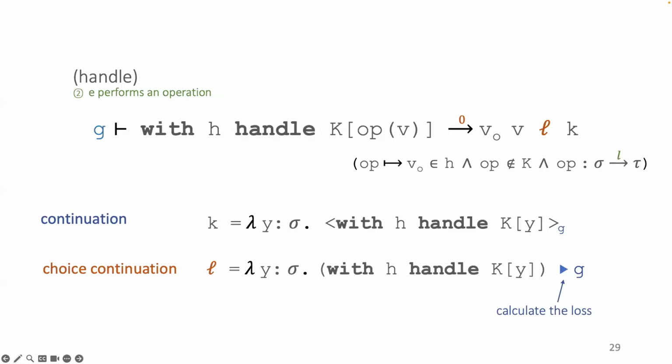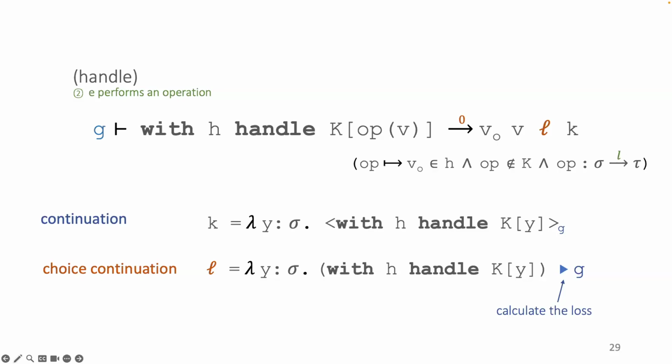And the choice continuation, right, is one of the most important bits in the operational semantics. It looks very similar to the continuation. But instead of local, it uses this triangle operator to actually calculate the loss of the continuation that is associated with the operation result Y.